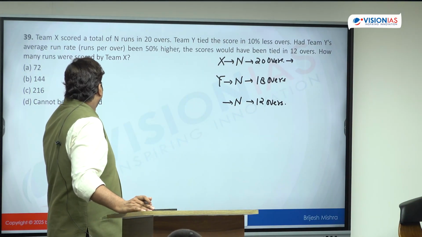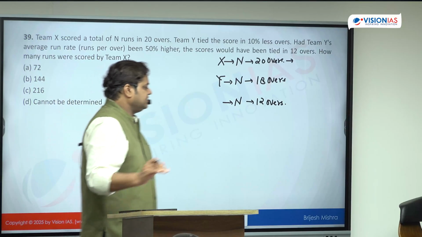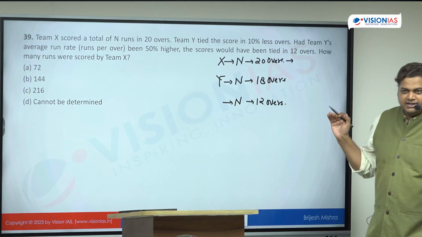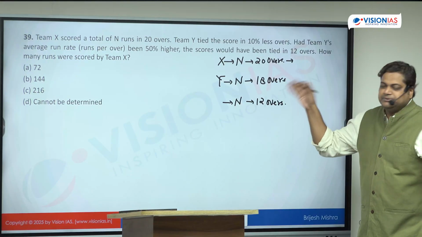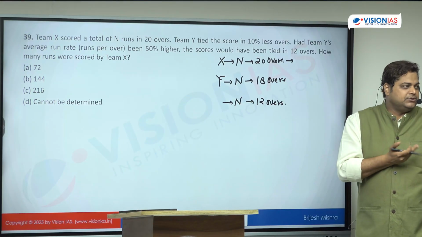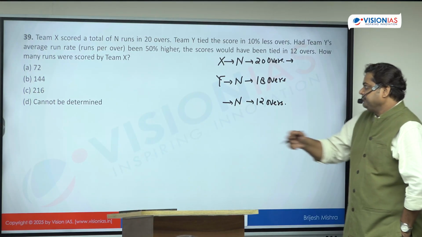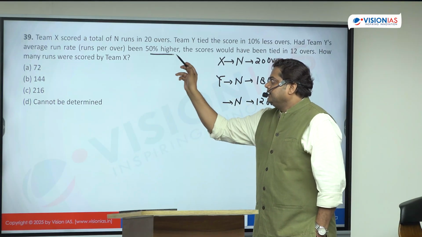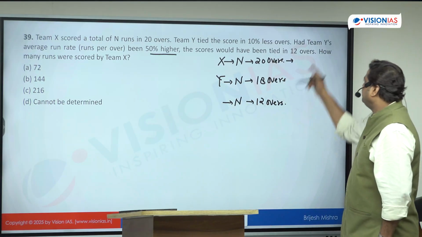Then how many runs were scored by team X? That is what they have asked. So we need to see how many equations we can have. Then we'll try to see what answer we can get, or whether we cannot get the answer. So what is written here? Average run rate been 50% higher of Y.